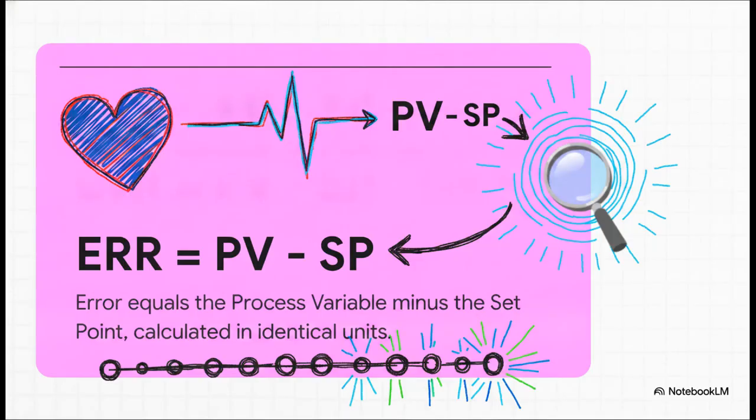Now here is where it all comes together. Error equals process variable minus set point. This single, simple equation literally drives every proportional, integral, and derivative calculation you'll ever learn in process control. And here's the absolute golden rule. Error is calculated in the exact same units as your PV. It just represents the gap between reality and your target. As that gap grows or shrinks, your controller instantly uses that numeric difference to figure out exactly how hard it needs to push the output. It is, without a doubt, the beating heart of the PID loop.